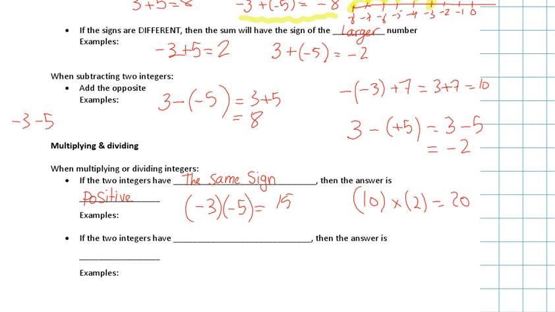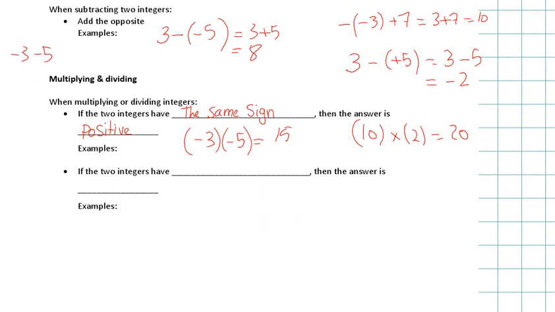If the two integers have opposite signs, then the answer is going to be negative.